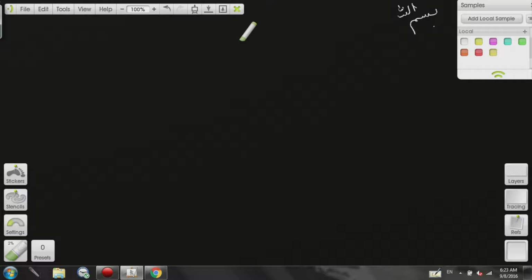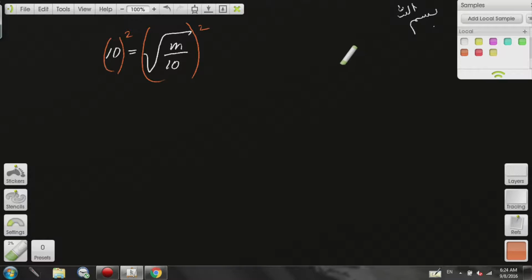So let's try some more examples. How about this one? 10 equals square root of m over 10. Now we're supposed to solve for m. Well, that's easy enough because you can see here that the radical symbol is already all by itself. So you just square both sides, like this. Then you get 100 equals m over 10, right?